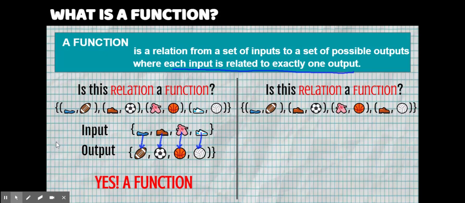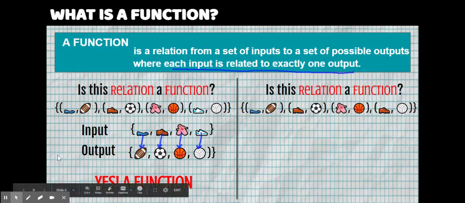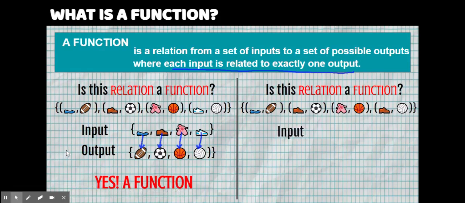And now you can see that this is a different build of a relation. Remember, a relation is a set of ordered pairs. So let's look. What are my input values? Well, my input values in this case are a blue flat, a brown boot, ballet flats, and a brown boot. Well, that brown boot repeated itself. So in my input values, I technically only have 3 different input values.